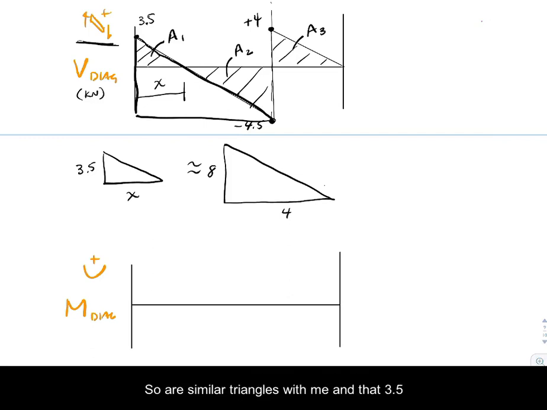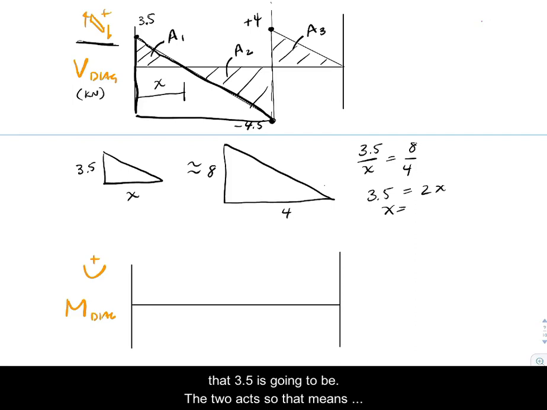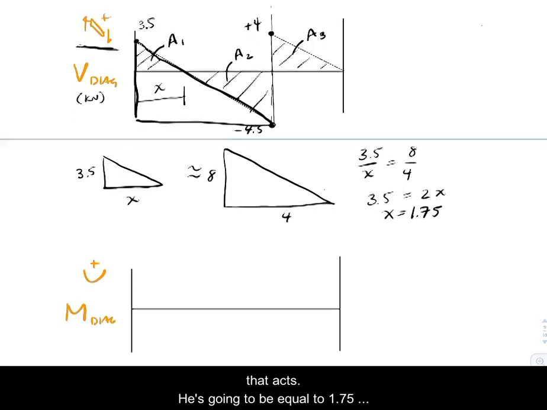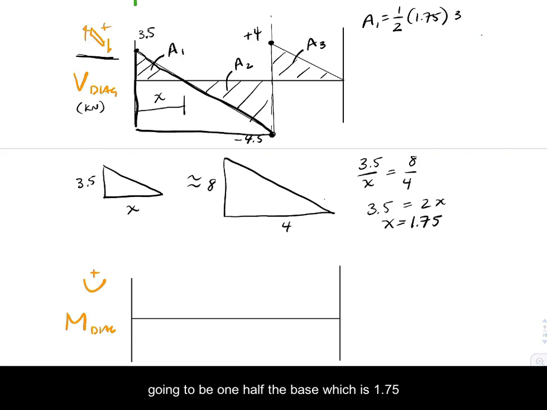And so our similar triangles would mean that 3.5 over x would have to be equal to 8 over 4. And so that would mean that 3.5 is going to be equal to 2x. So that means that x is going to be equal to 1.75. So now back up here, I can go solve for my areas. Area 1 is going to be 1/2 the base, which is 1.75 times 3.5.